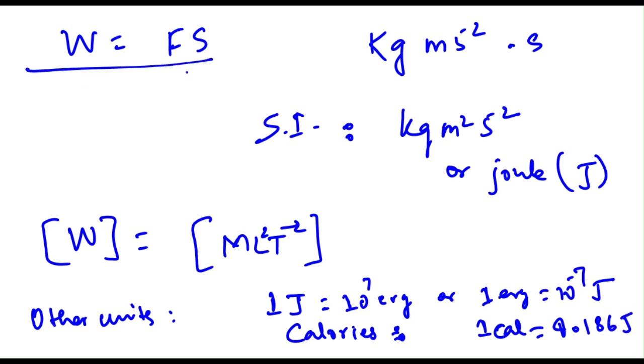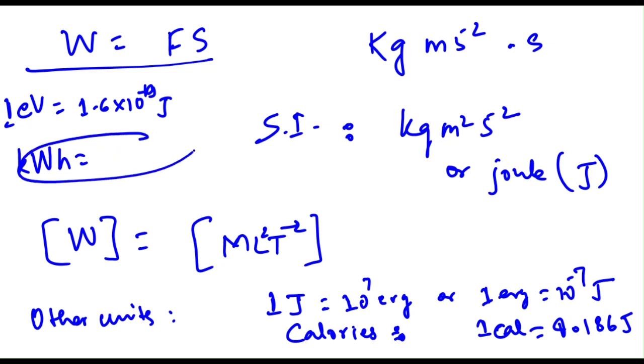And we have some smaller units for this work, and of course these units we use for work and energy both. So we have electron volt, and 1 electron volt is 1.6 into 10 to the power minus 19 joule. We have a larger unit also, that is kilowatt hour. After getting concepts about power, we can derive this unit also, which is 3.6 into 10 to the power 6 joule. This one we are going to derive if it comes in future.